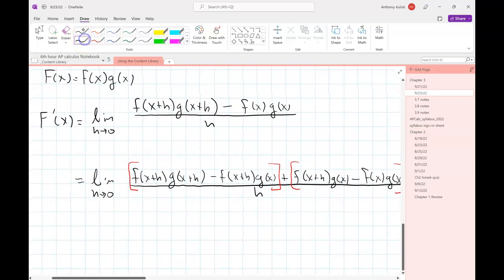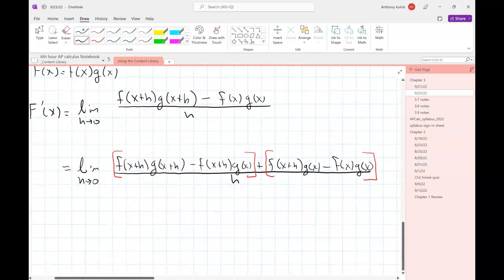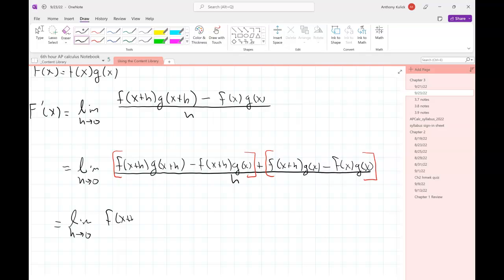And you might be asking, Mr. Kulik, why did you choose to add and subtract that particular thing? Well, student, observe what happens when I, from the first term, factor the common factor. Notice that what I'm left with is g of x plus h minus g of x. Everybody agree with that? That looks like part of a derivative definition, right? That's part of the derivative of g. That's why I want that.